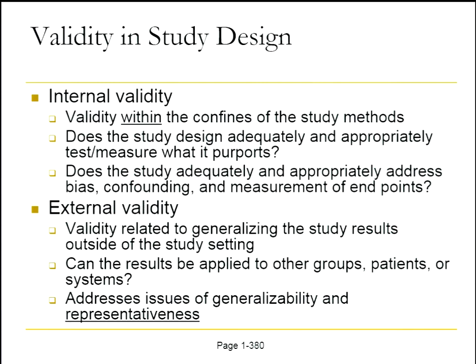All right, so when you're all gathered around a table at a journal club and you talk about the bits and pieces of a trial, you're talking about many of these factors. So remember that internal validity assesses the validity within the confines of the study methods. Does the study design adequately and appropriately test or measure what it says it does? Does the study adequately and appropriately address bias, confounding, and the measurement of endpoints? Does it talk about it? Is it open and transparent about what's being presented?